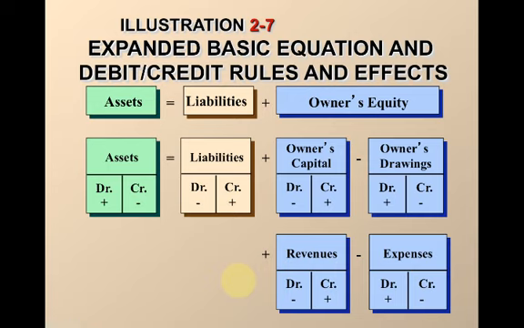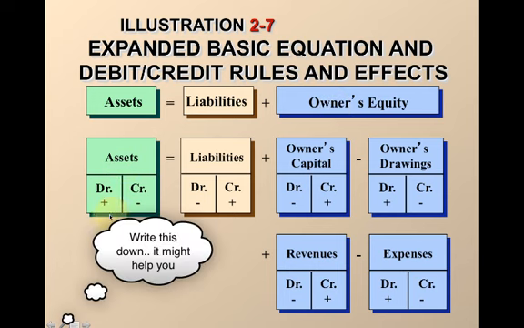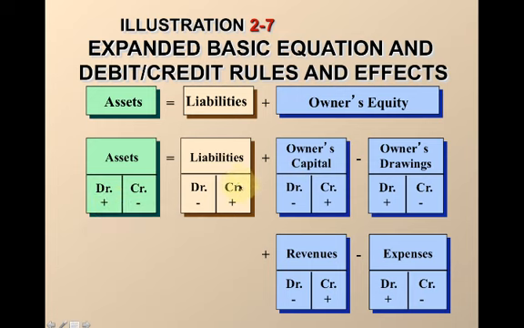So here's the expanded equation. Assets equals liabilities plus owner's equity. Assets have a normal debit balance, an increase on the debit side, and everything here, liabilities, capital, and revenues, have a credit balance, and they increase on the credit side. However, drawings and expenses have a normal balance on the debit side.